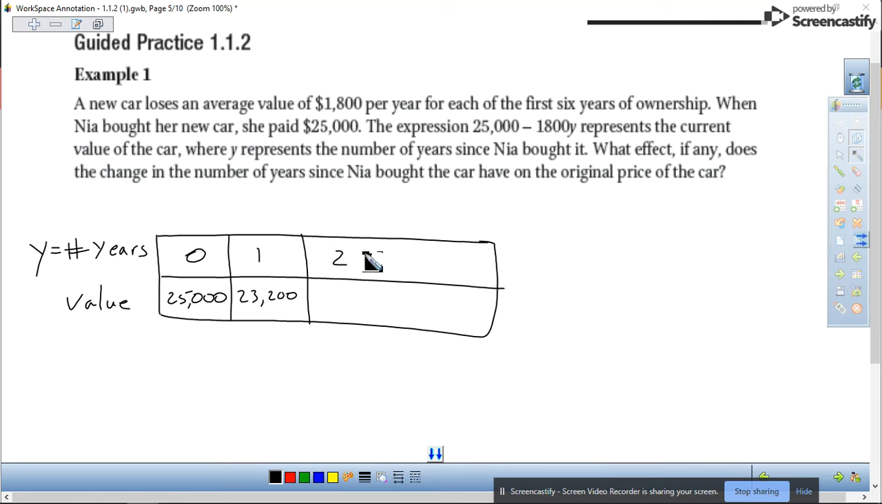After 2 years, that vehicle will again depreciate by $1,800 and will now be $21,400. This trend continues, so we end up with the third year, where you have $19,600. We could continue going with this. We could put it out for all 6 years, but you kind of get the idea here. We're losing $1,800 each year.